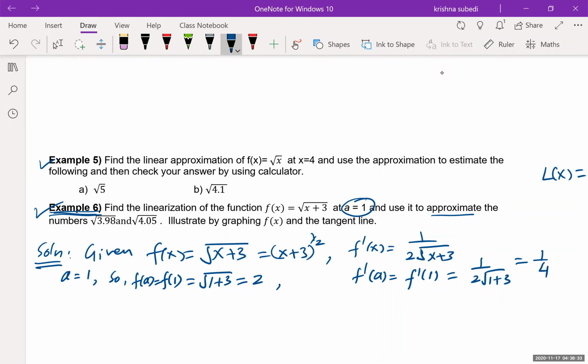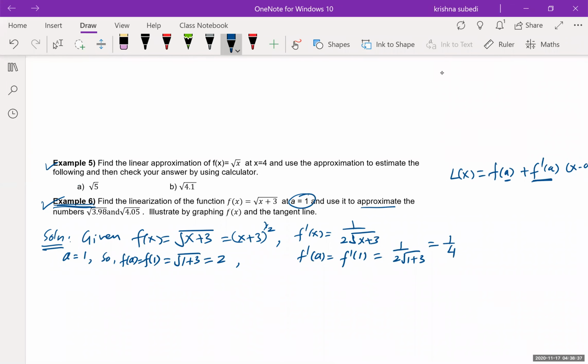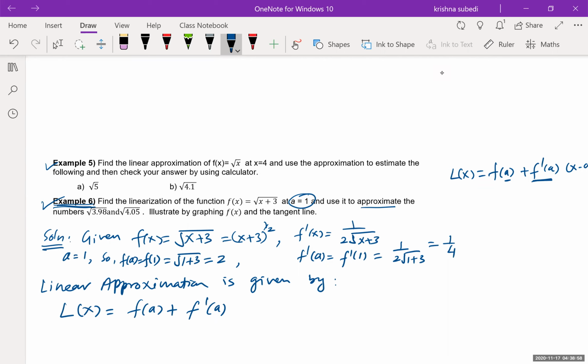Okay, then let us write the formula. I just want to copy the formula that I just wrote there. So the formula is: linear approximation is given by L of x equals f of a plus f prime of a times x minus a. So that is the formula.